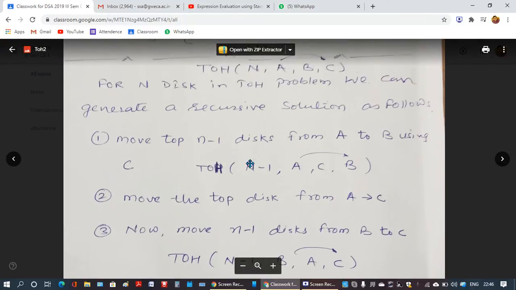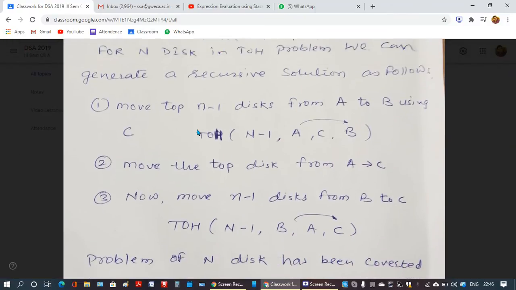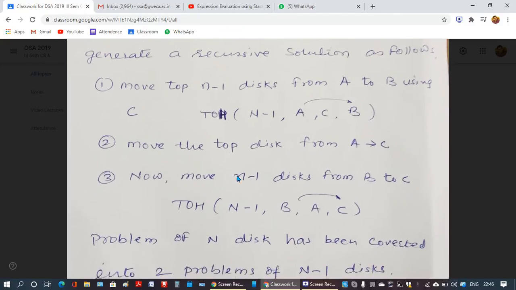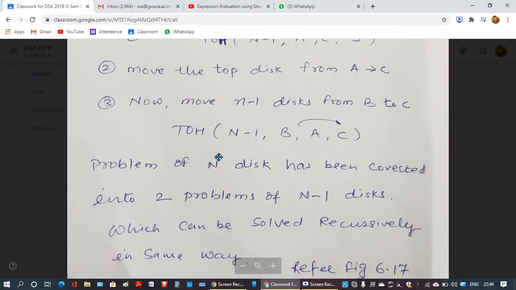So the problem TOH(n, A, B, C) is converted into the first problem TOH(n minus 1, A to B using C), and it is written in this manner. And then one problem of shifting from A to C, and the next problem, or third problem, is n minus 1 from B to C. So in this way, it has three steps of solution.